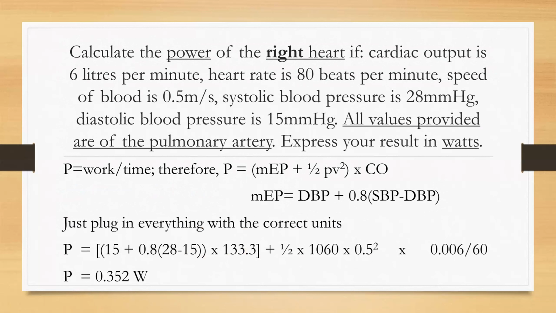Now we put whatever we have. We have the mean EP plus half of PV square into cardiac output, and we get the power in watts, because all the units were already in the SI system, so we get the answer in the SI system.